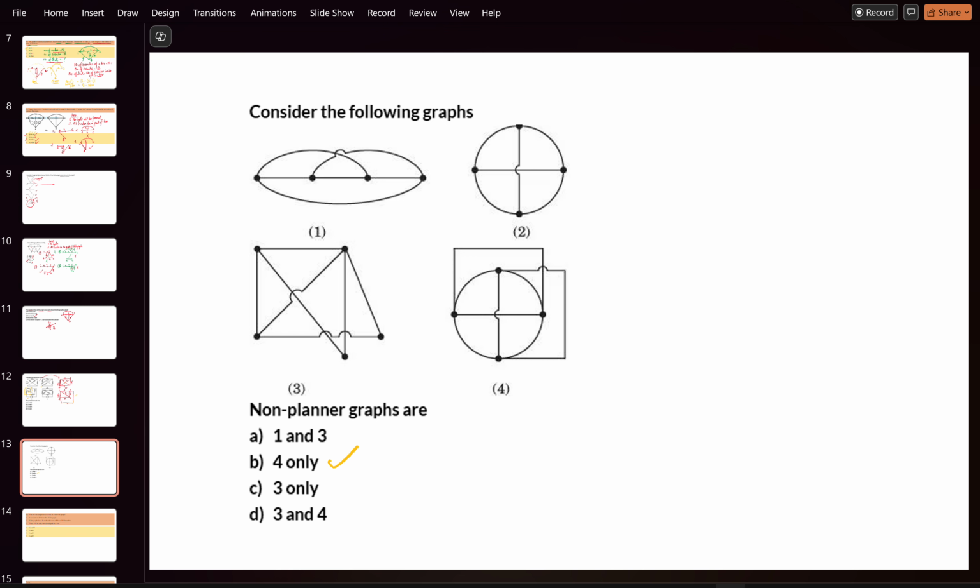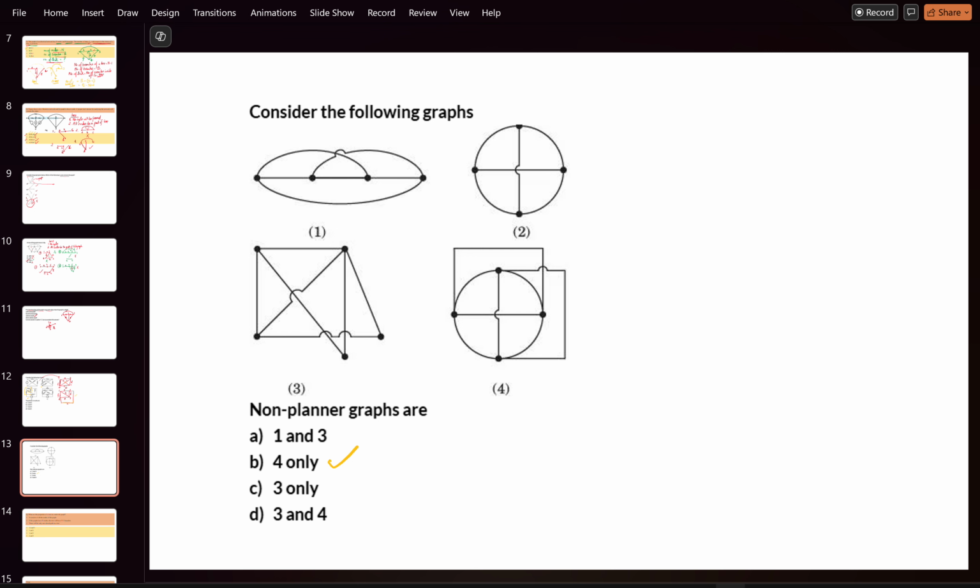Sir, in the 2 there is no crossover. I'm telling that the second diagram, sir, there is no crossover. Third diagram also there is no crossover. That is correct. Means second and third and the first don't have any crossover, and the fourth has.